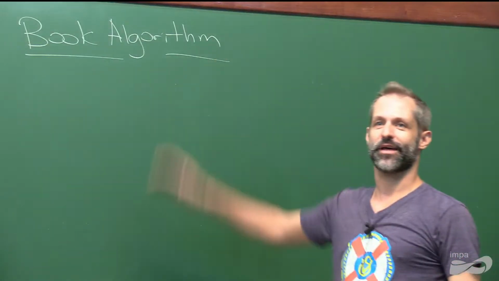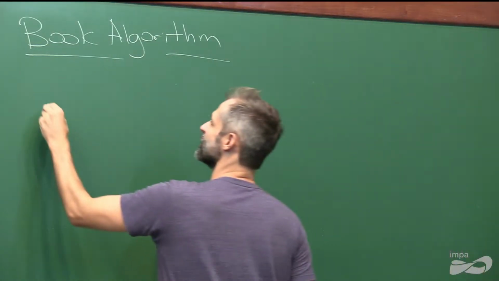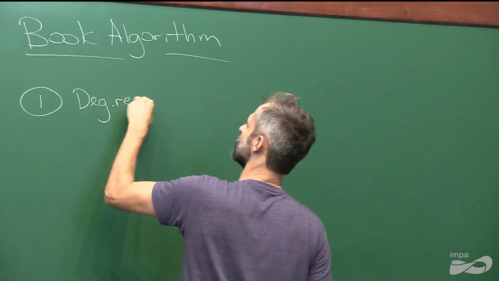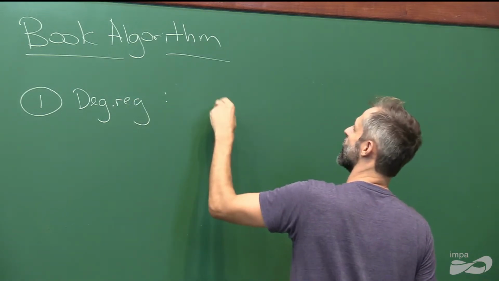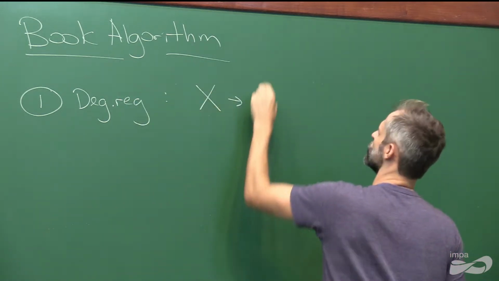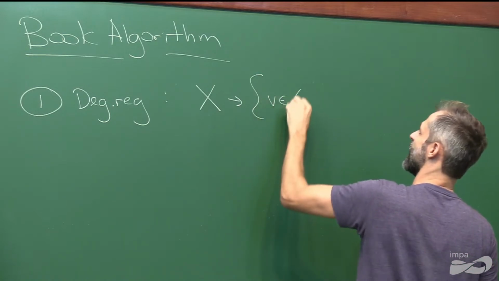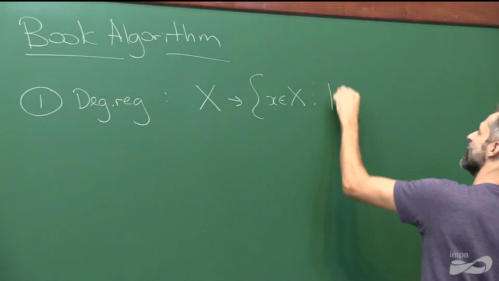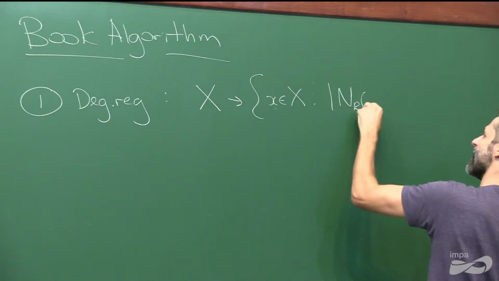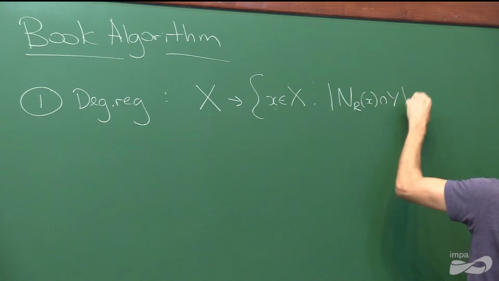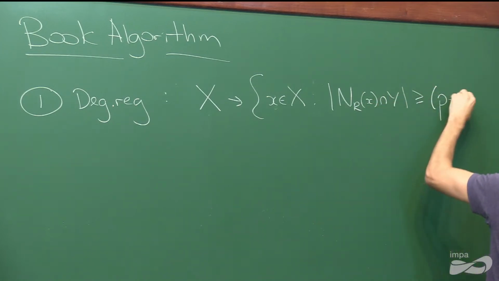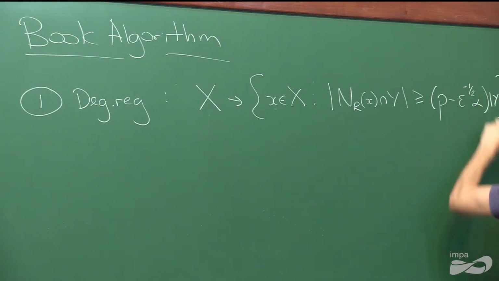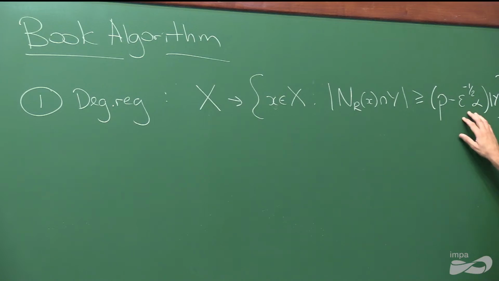Okay, so I won't write everything. I'll just write the summary version. So 1 is degree realization. X goes to the set of v in X, such that the neighborhood of x in Y is at least p minus epsilon to the minus a half alpha times y. Okay?